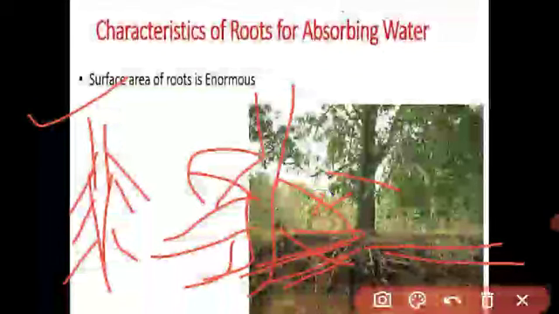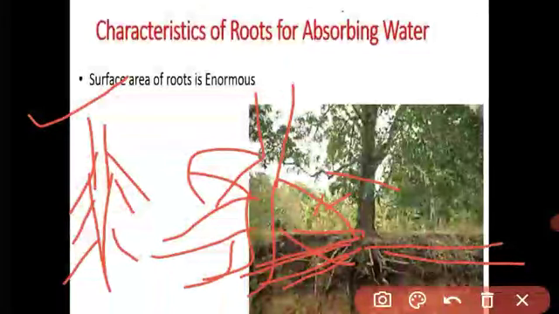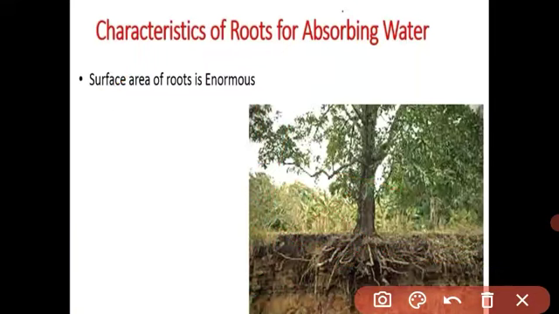The taproot has a low number of roots, means here the number of roots is less, but in the fibrous root there is a large number of roots, so there is a large surface area to absorb water and minerals from the soil, and due to these characteristics the roots can absorb water from the soil. Understood, beta? First characteristic means the roots of the plant cover a lot of distance.